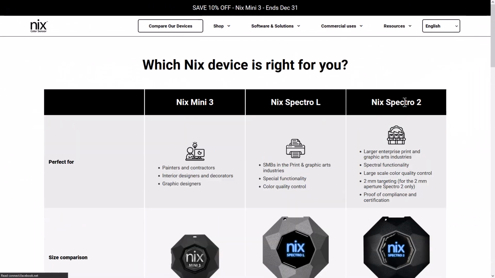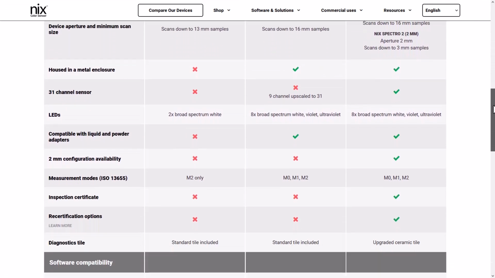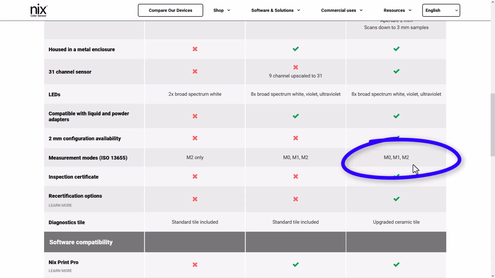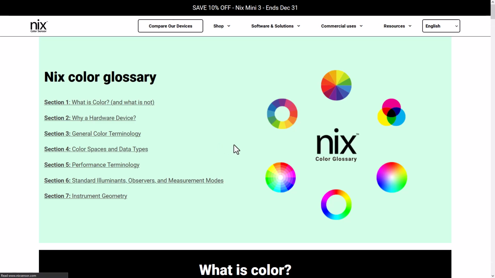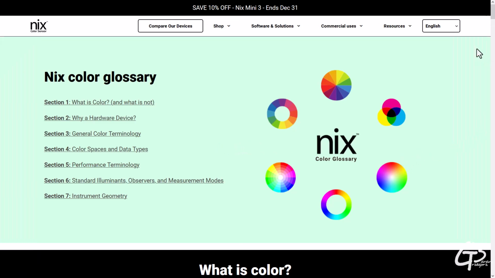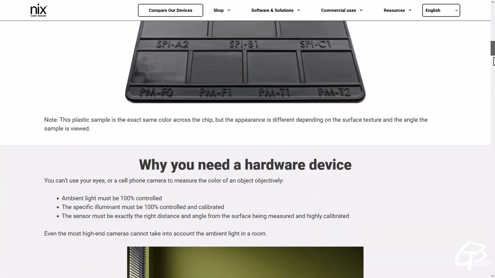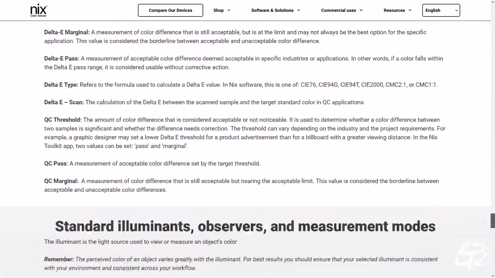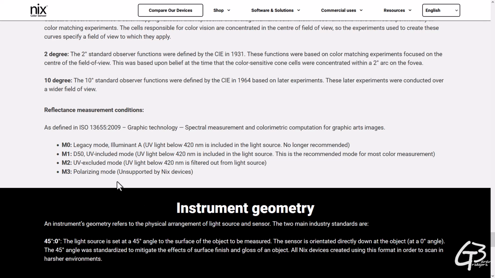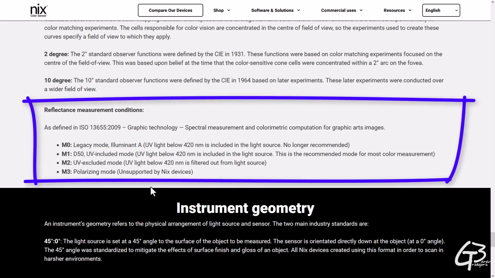Luckily, the Nix Spectra 2 color spectrometer can measure color of materials in both UV and non-UV modes. Spectra 2 measures colors of substances simulating their light response when illuminated under standard outdoor daylight, which contains an ultraviolet component below 420 nanometers, but also allows measuring color seen under filtered non-UV artificial light by simulating such.